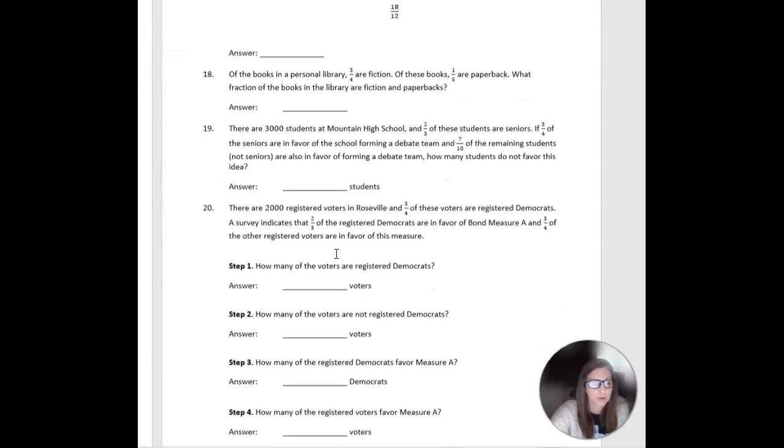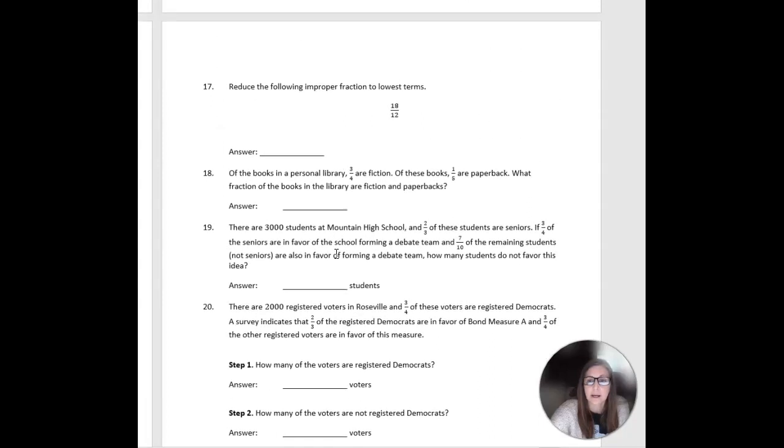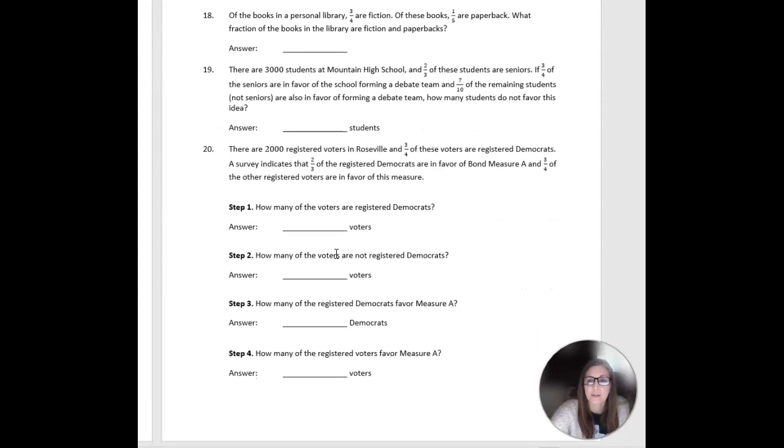I think I'm going to move on to the word problems. Yeah, let's move on to the word problems. Let's go to these real quick.